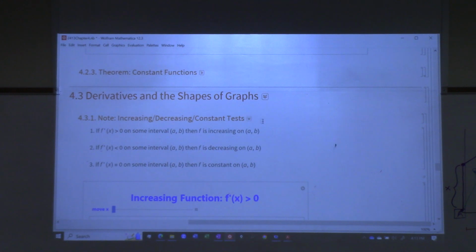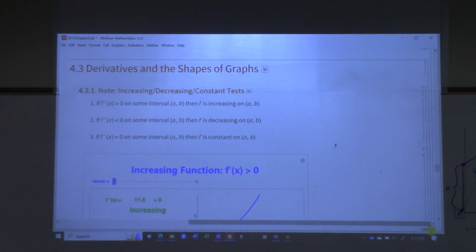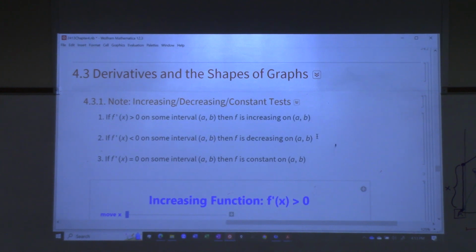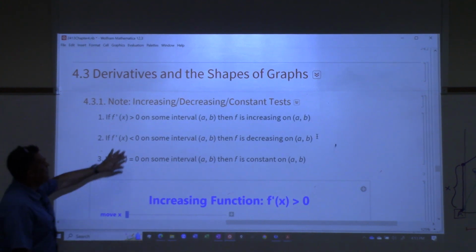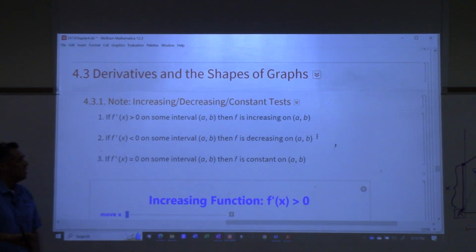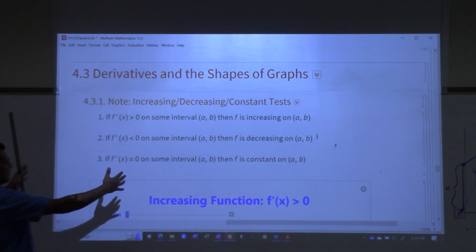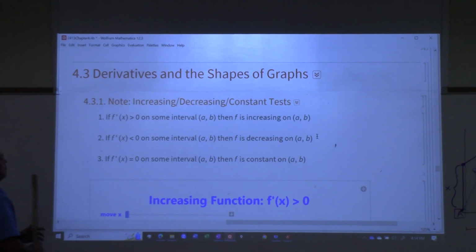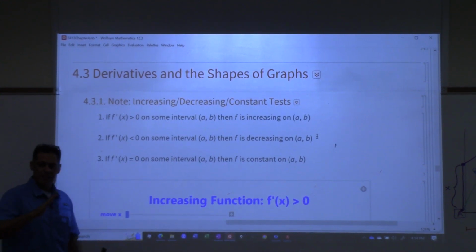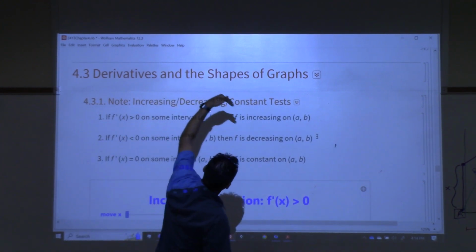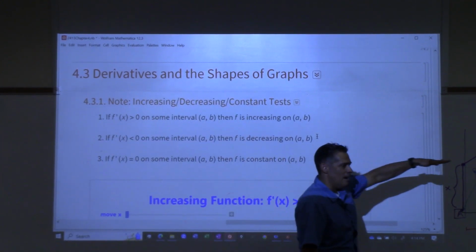So we have more definitions here. We have this idea of increasing, decreasing, and constant functions. When we look at a graph of a function, we read it left to right like we would read a book. When we say that a function is increasing, that means it's going up as you're looking at it. Decreasing means it's coming down. Constant means it's flat.